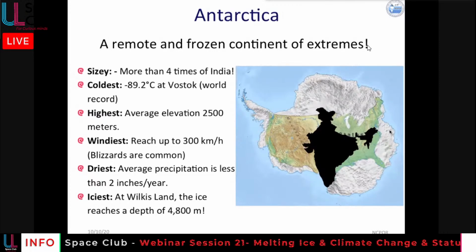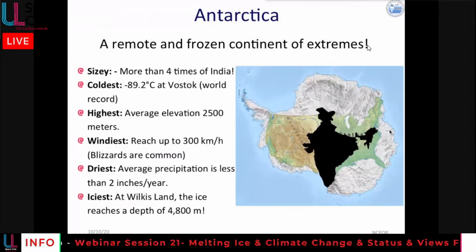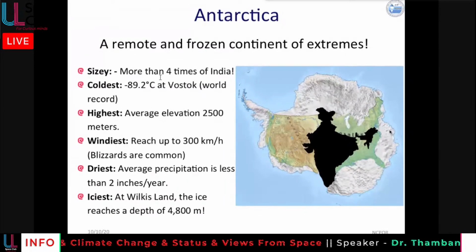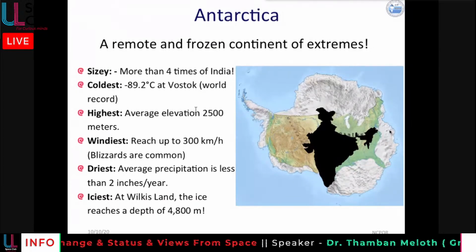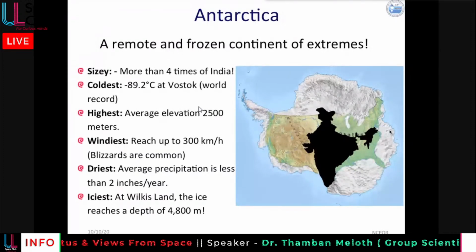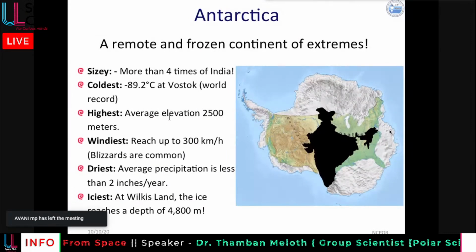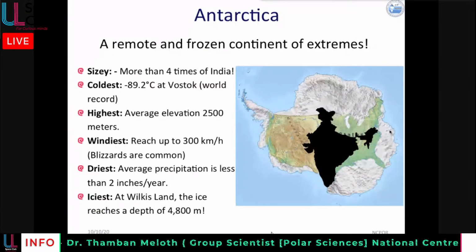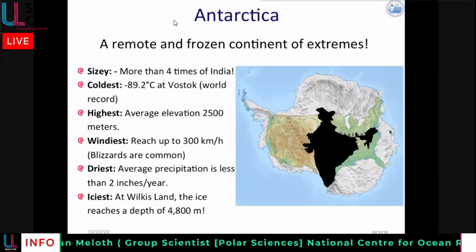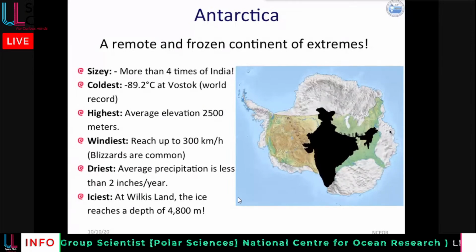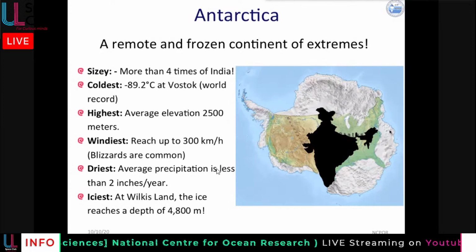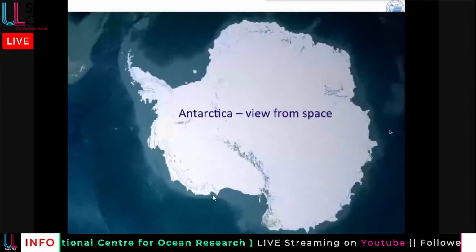Antarctica is a polar desert. It's one of the driest places on Earth, where average precipitation is less than 2 inches per year. So there is no moisture available. Whatever snow you find has been formed over millions of years as very fine small particles, as well as moisture from the ocean. So they have extremely low precipitation itself. And of course, it's the iciest place on Earth. As I said, ice can reach as deep as 4.8 kilometers at some places.